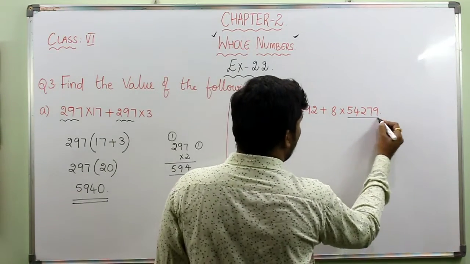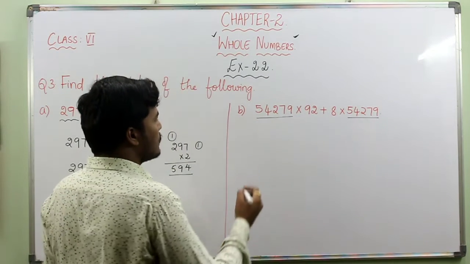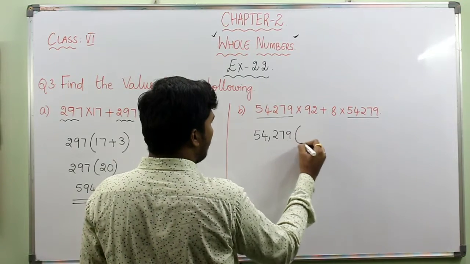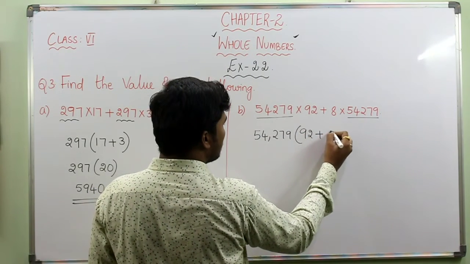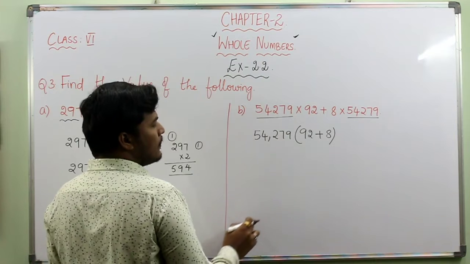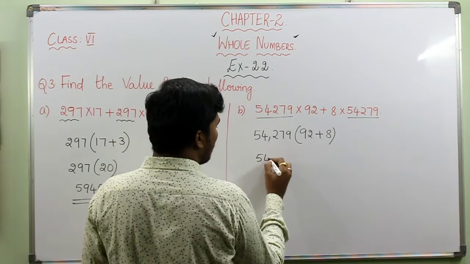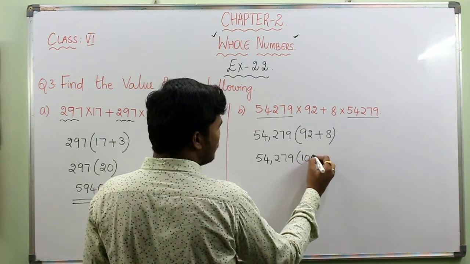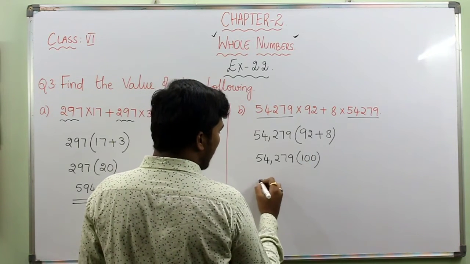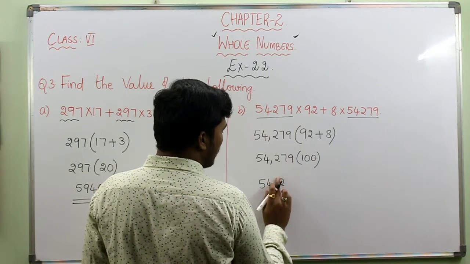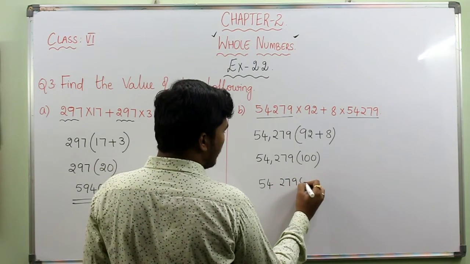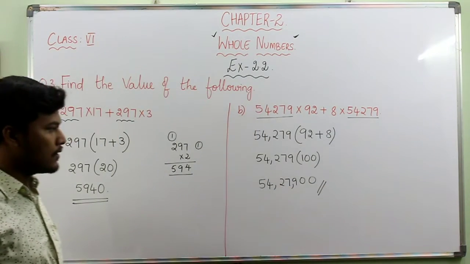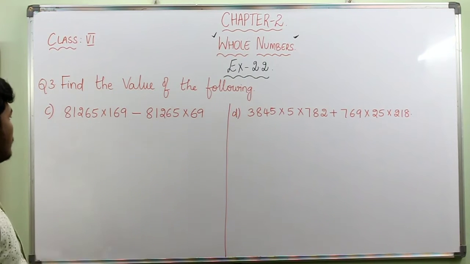Now the second one, you have 54,279. Here also you have 54,279. So you can write it common, that is 54,279 into 92 plus 8. Then it will become 54,279 into 100. Then I can just add the zeros at the end, right? It will become 54279 with 2 zeros added, 54 lakhs 27,900.